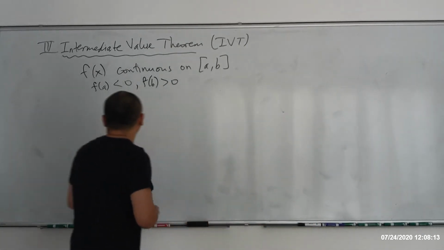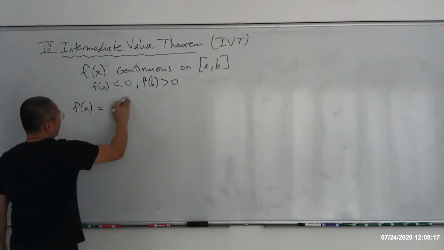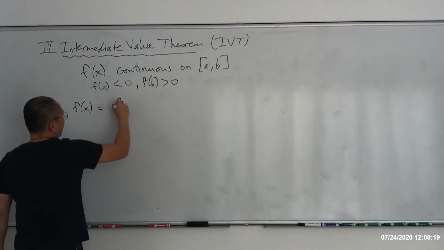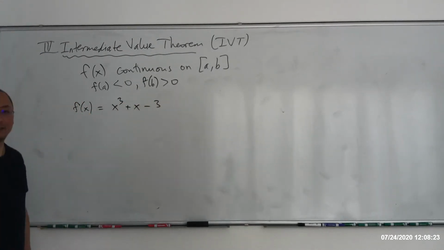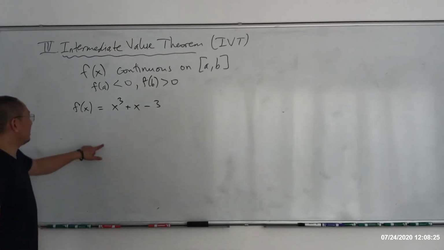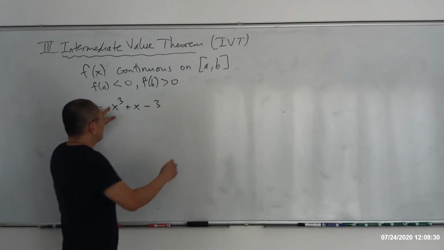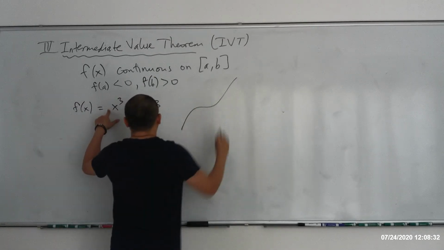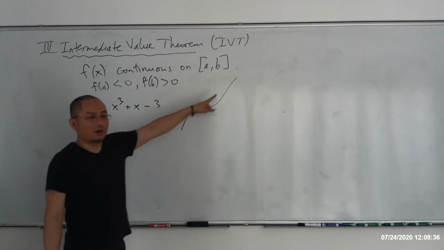So I have a polynomial example. f of x equals x cubed plus x minus 3. Okay? So what do we see in here? This is a polynomial of degree 3 with leading coefficient 1. So positive leading coefficient and odd degree 3, the graph tends to go up.